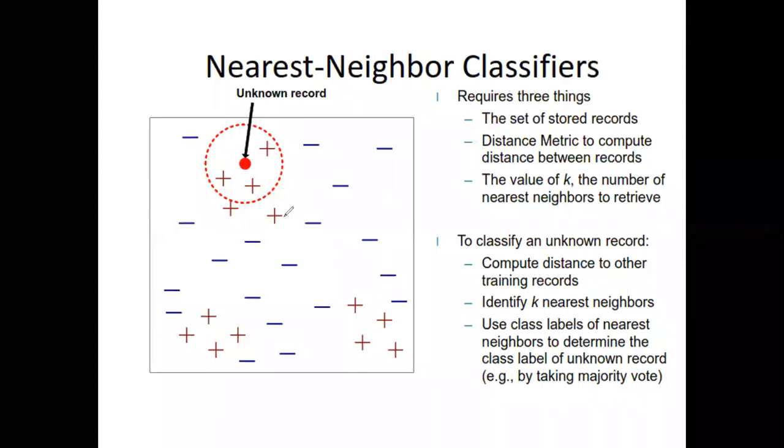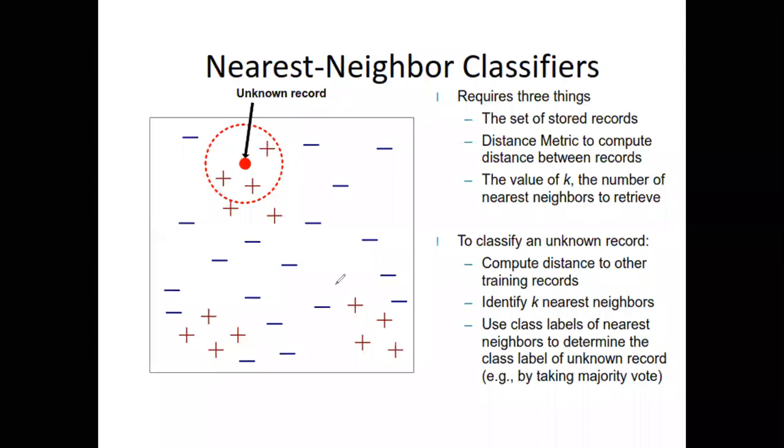Now my task is to find out whether this red dot belongs to the plus class or the minus class. There are 14 or 15 examples, each belonging to either class plus or class minus, that is, yes or no classes. Now I have an unknown record, a new record. Using k nearest neighbor, I need to find out whether it is a positive class or negative class.